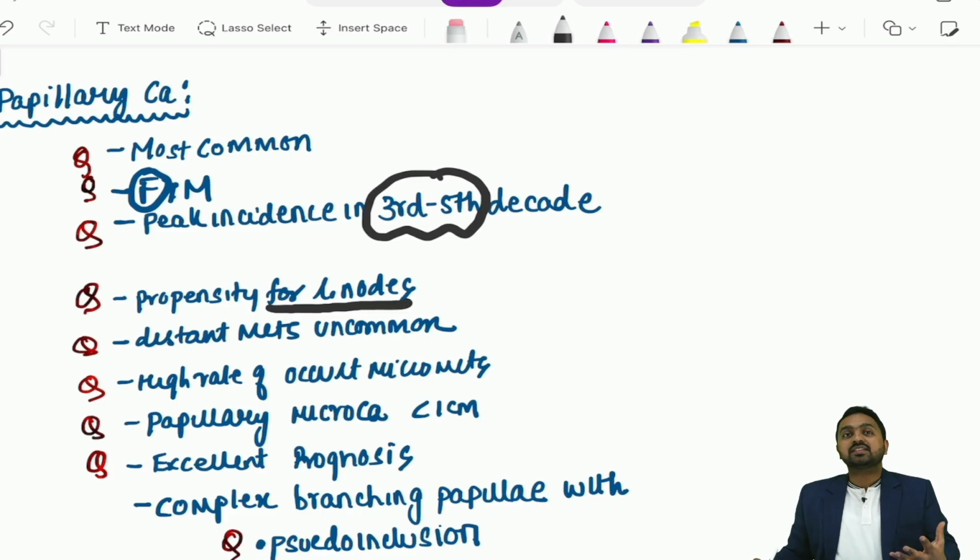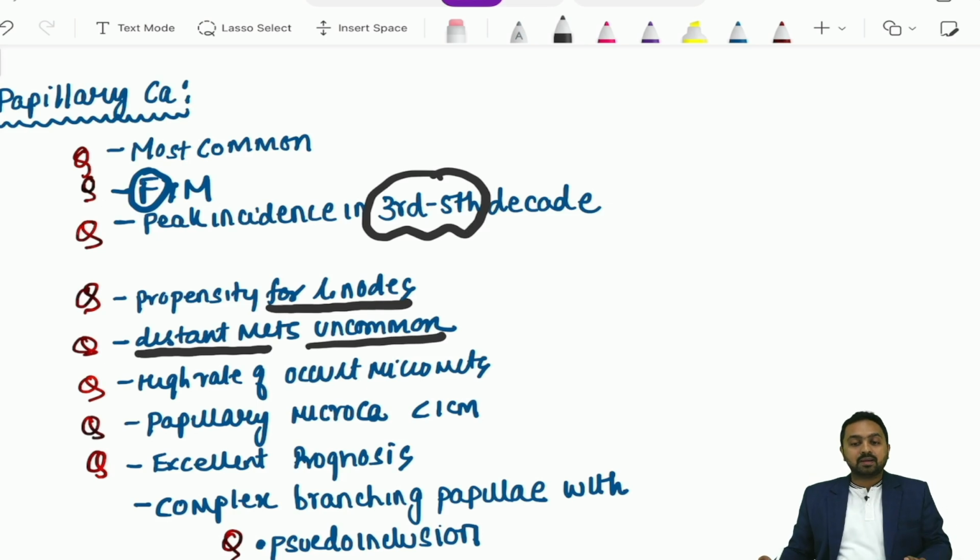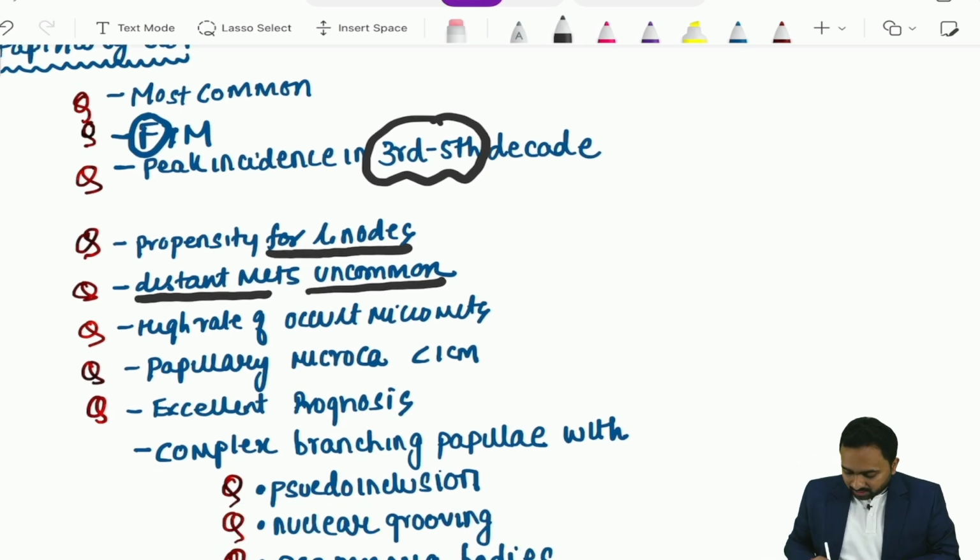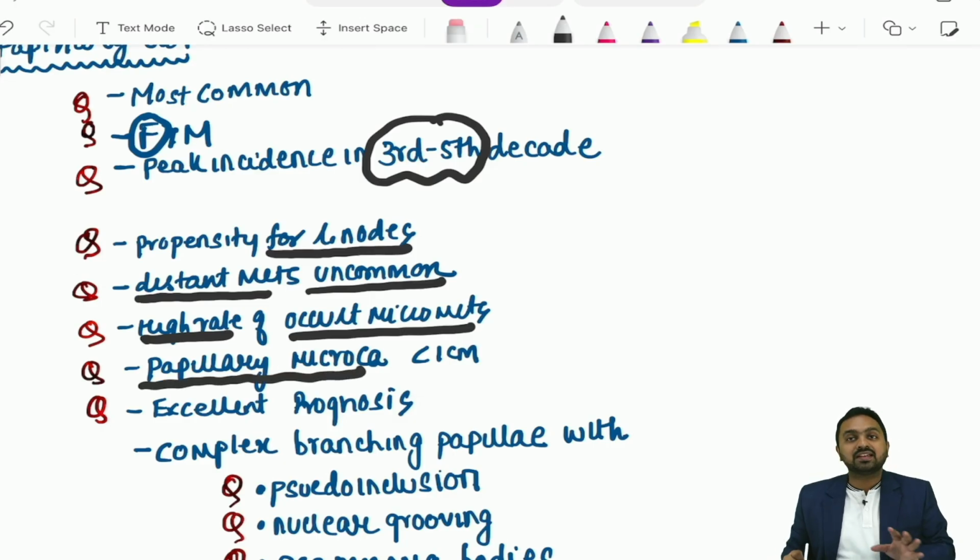So if you get a clinical scenario where you have a swelling in the neck along with lymph node involvement, it is likely to be a papillary carcinoma. Distant mets are quite uncommon in papillary carcinoma. They have a high rate of occult micrometastasis. Now papillary microcarcinomas are defined as lesions less than 1 centimeter.